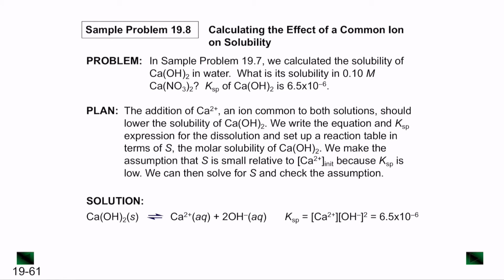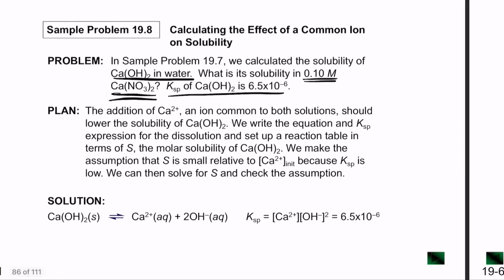In the last problem we calculated the solubility of Ca(OH)2 in water. So what is the solubility in 0.10 M Ca(NO3)2? The Ksp of Ca(OH)2 is 6.5 times 10 to the power negative 6.